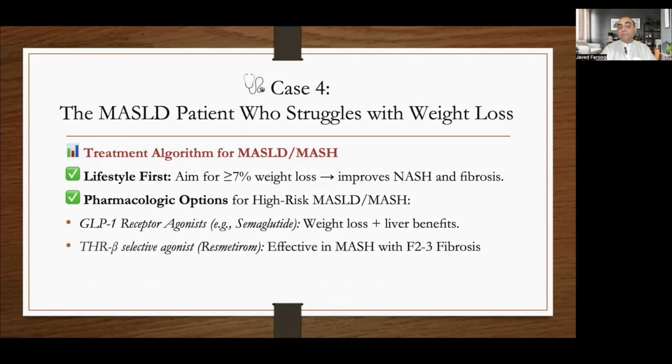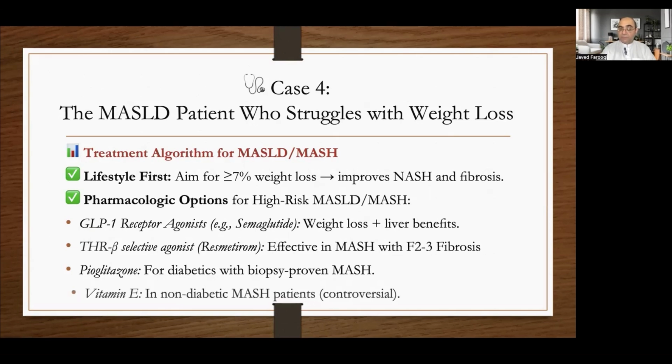Then resmetirom, that is the thyroid hormone receptor beta selective agonist. It is effective in MASH with F2 and F3 fibrosis. Pioglitazone is for diabetics with biopsy-proven MASH. And vitamin E in non-diabetic MASH patients, but it's still controversial.